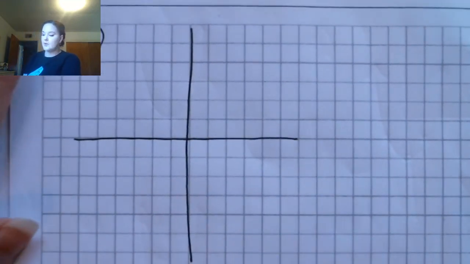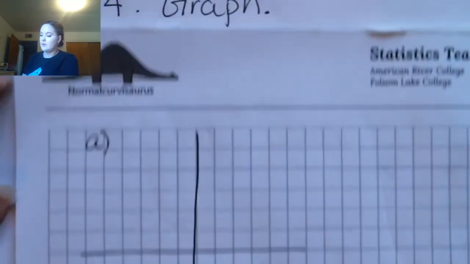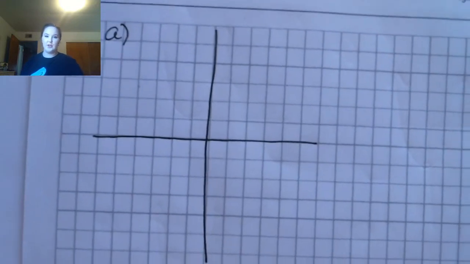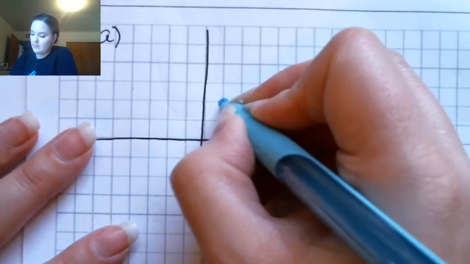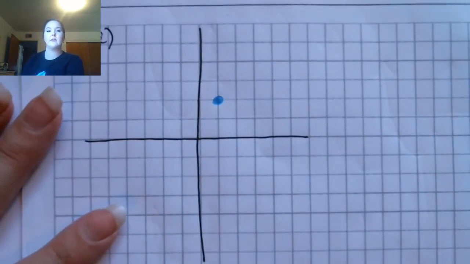Okay, so I'm going to graph my vertex. Remember, the vertex is at 1, 2. So 1, 2. This is my vertex.